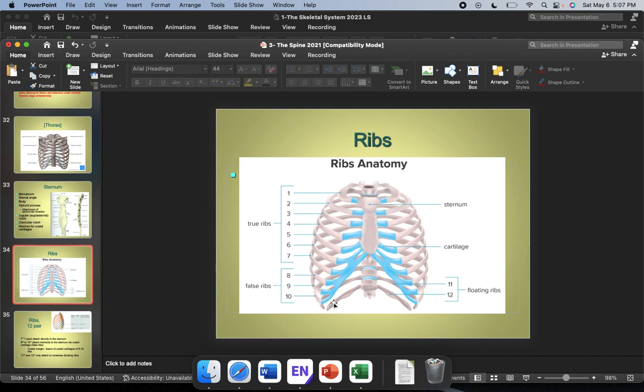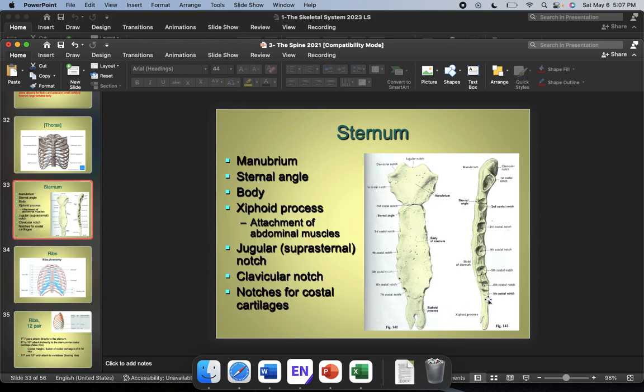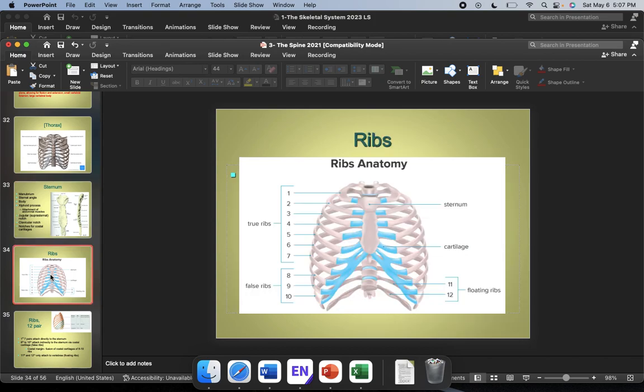Our false ribs will articulate with the rib directly above them, leading up to true rib number 7, which will articulate with that final costal notch here on the sternum. But rib 8 will articulate with rib 7, rib 9 will articulate with rib 8, and rib 10 will articulate with rib 9. Our floating ribs are so called because they do not have an anterior articulation, but rather terminate in the abdominal muscular wall, and thus just sit here without any anterior point of attachment, hence their name, floating ribs.